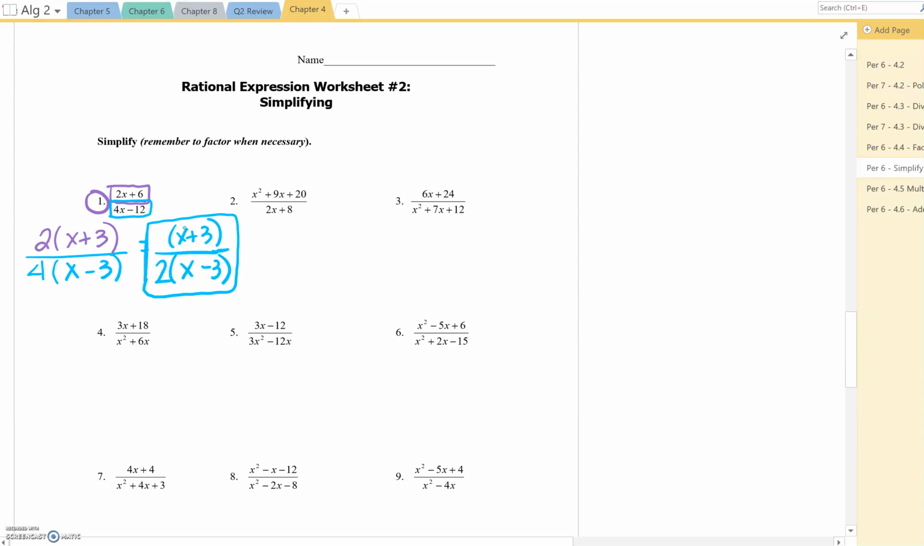Number 2, you are going to have to factor. Remember, anytime you see anything squared, you should try to factor out that quadratic. So if I look at number 2, I can take x squared plus 9x plus 20. I can factor this into factors of 20 that could somehow give me 9. They would have to be 4 and 5. The only way for me to get x squared would be x and x, and they both have to be positive. From the denominator, I'm going to factor out a 2. If I factor out 2, I'm left with x plus 4.